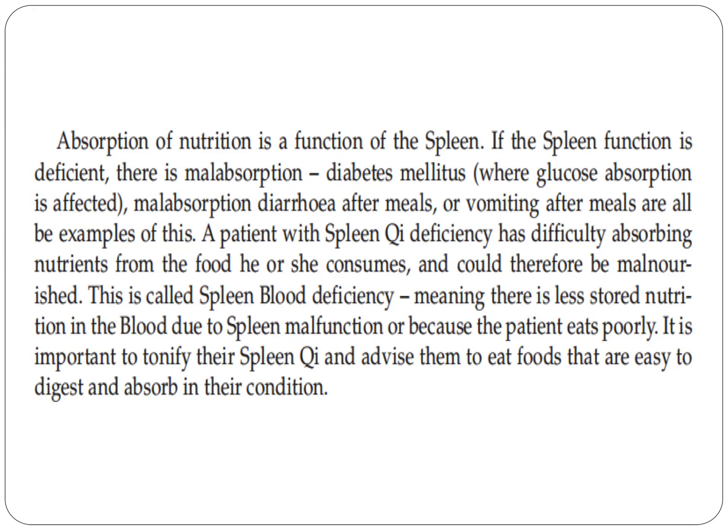This is called spleen blood deficiency, meaning there is less stored nutrition in the blood due to spleen malfunction or because the patient eats poorly. It is important to tonify their spleen chi and advise them to eat foods that are easy to digest and absorb in their condition. Okay?